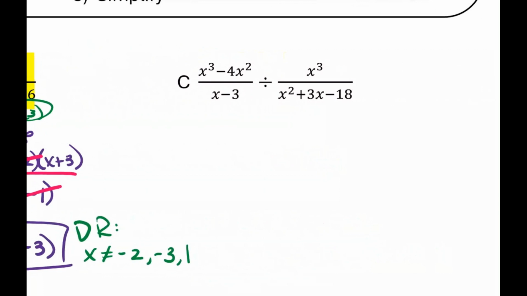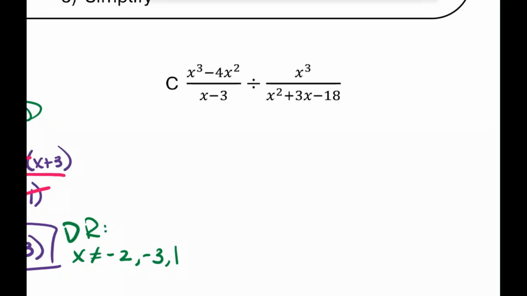We got another keep, change, flip. We do need to do some factoring though first. All right, first fraction on the top, let's factor out an x squared. So that's going to leave an x minus 4. And then this one's good, this one's good, and then let's factor over here. Let's see, factors of 18 that give you 3. So that's going to be, what, 6 and 3? 6 times 3 is 18. Put the negative right there. Okay.